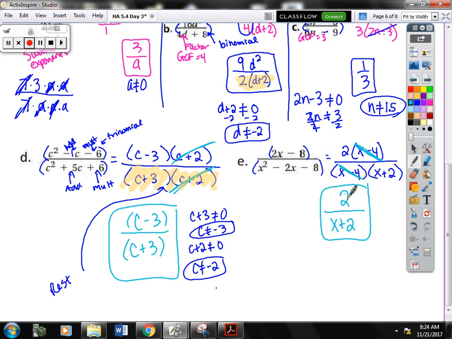You cannot cross off these 2's. I repeat. You cannot cross those off. And again, it may help you just to keep that group to remind yourself about. So we should have two restrictions here. X cannot equal a positive 4, because it would be x minus 4 equals 0, add 4 to both sides. And also cannot equal a negative 2.